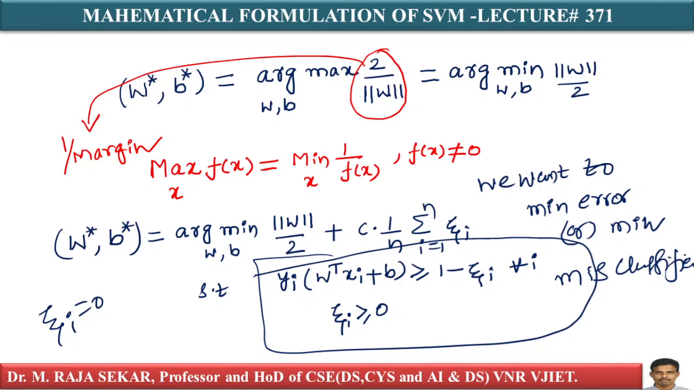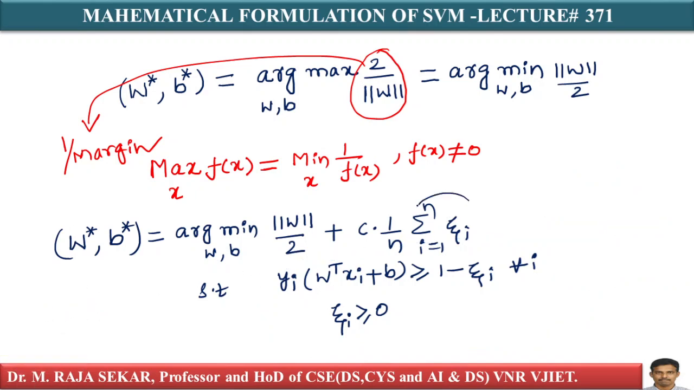Because ji is greater than 0 for all misclassified points, as we discussed in our previous lecture, we want to minimize the sum of ji's, sigma i equal to 1 to n of ji. Remember, ji is always positive. That's what we were discussing. For incorrectly classified points, my ji is greater than 0.